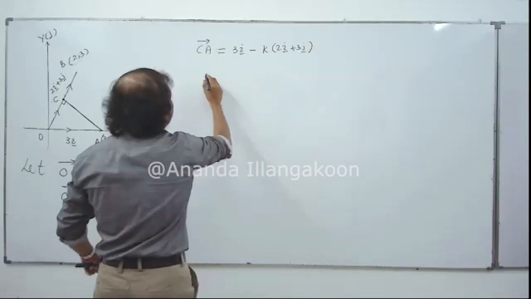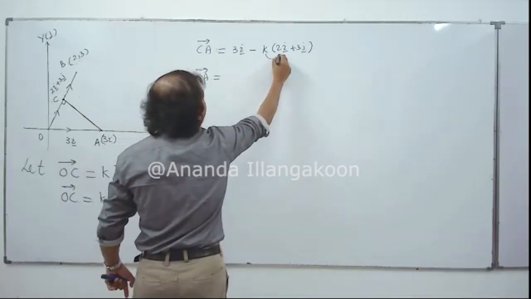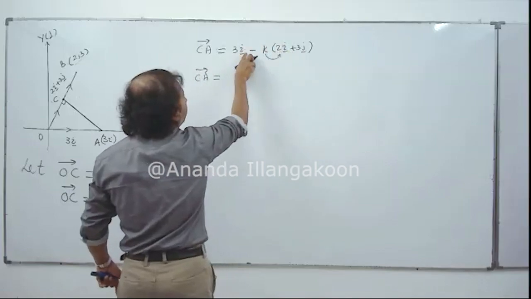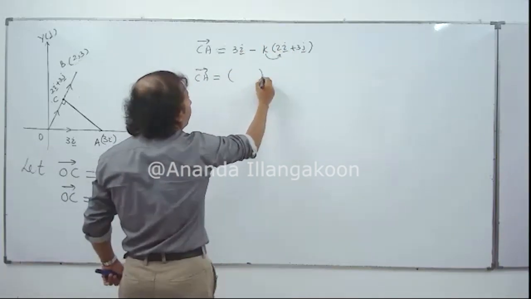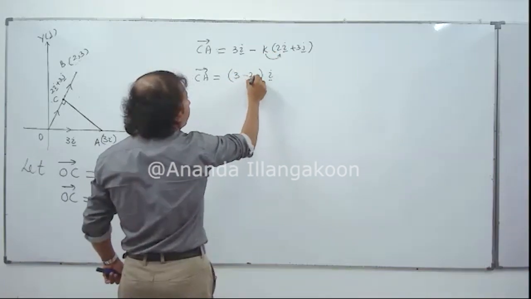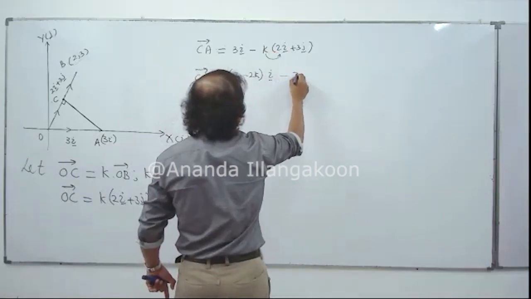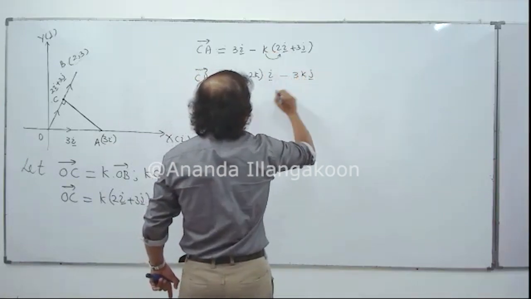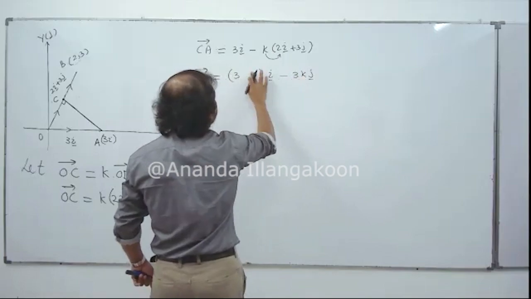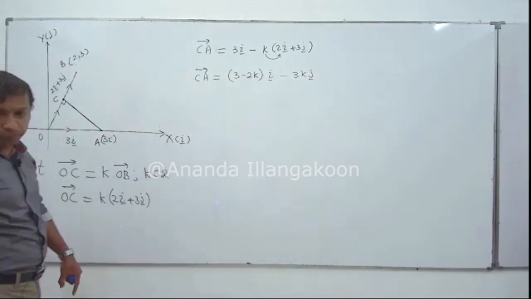Now I am going to collect these items. When you remove the bracket, we get 2k i, and here we have 3i. Taking i out, we get 3 minus 2k, and removing the bracket, minus 3k j. Correct? So CA is (3 minus 2k) i minus 3k j.